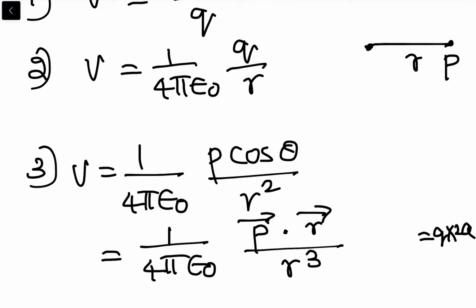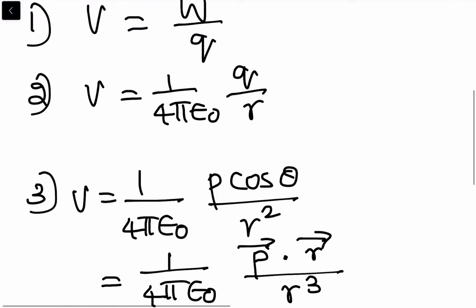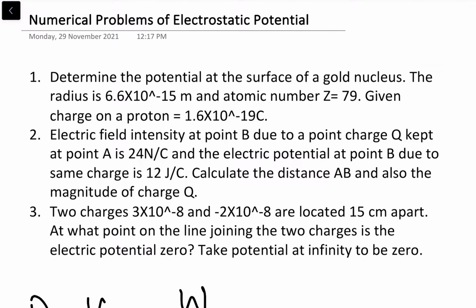Yes, so this much is enough for you now to do the numericals which I have written on the top. So let's go to the top. Now you can see the first problem: determine the potential at the surface of a gold nucleus. The radius is 6.6 into 10 to the power of minus 15 meters, and the atomic number Z is equal to 79. Given the charge on the proton is 1.6 into 10 to the power of minus 19 coulombs. This is the first problem which I am taking.